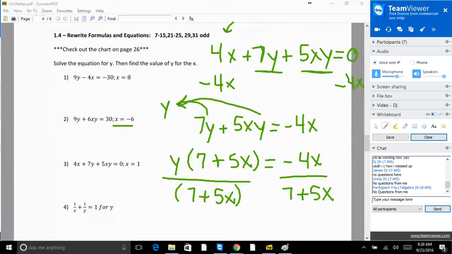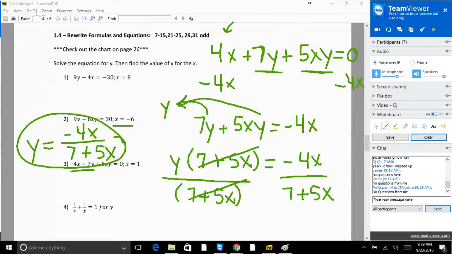And if I do that to the left-hand side, I also have to do that to the right-hand side. So what that leaves me with is, I'm running out of space, y equals negative 4x divided by 7 plus 5x. Okay, so again, this equation and my original equation should be the same thing. So if I put x equals 1 in either equation, I should end up with the same solution.